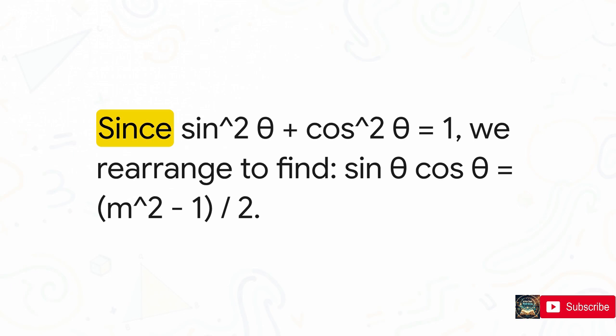Now let's just rearrange this to find the exact value of the sine theta cosine theta part. We just move the 1 over, so it becomes m squared minus 1, and then we divide the whole thing by 2. Boom! Sine theta cosine theta equals (m squared minus 1), all divided by 2. Keep this result safe in your back pocket, guys, because we're absolutely going to need it later.